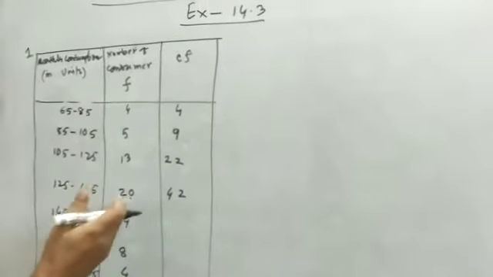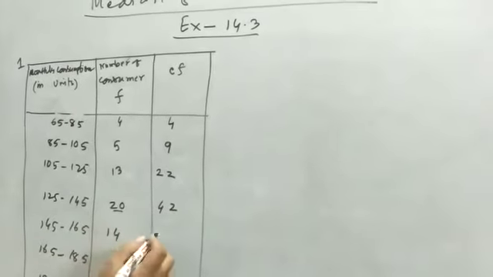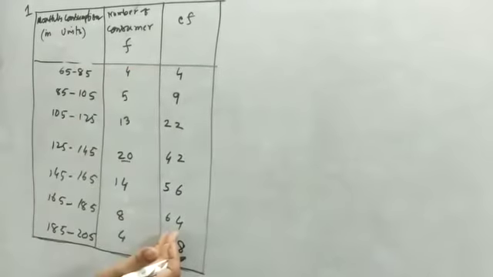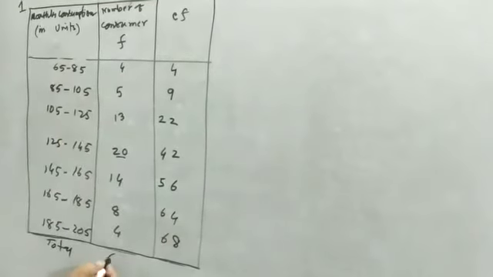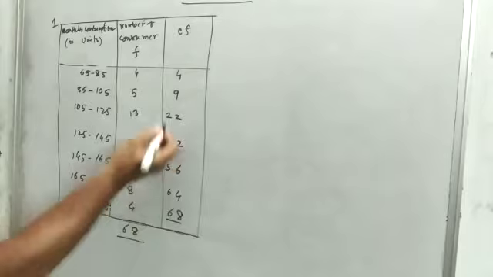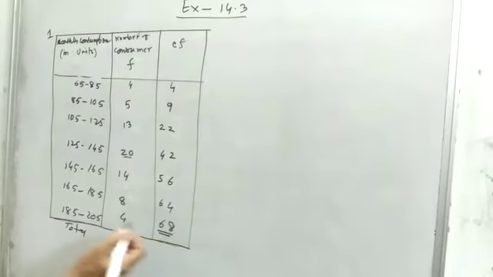Then next, 42 plus 14 is 56. 56 plus 8 is 64. 64 plus 4 is 68. Okay, this CF is easy. Then the total of frequency we need to find, and it is given as 68. Don't find the total of CF, no need to find the total of CF. Now one thing you will observe: the total of frequency is 68, so the last CF should be 68.